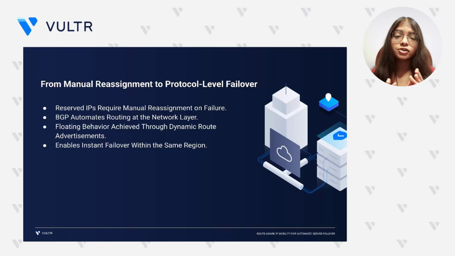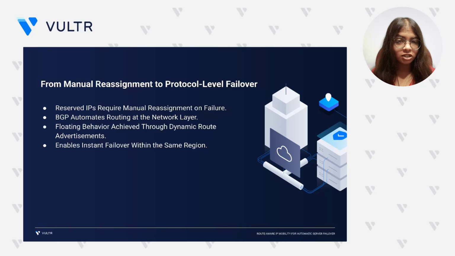Reserved IPs are a solid abstraction for detaching your application from any specific instance, but they still rely on manual reassignment during failure, which introduces downtime. With BGP in the mix, we move that decision making into the network layer. Each instance advertises itself as the destination for the reserved IP, and if one instance goes down, another can take over the route instantly. The IP continues to be reserved from Vultr's side, but it behaves as a floating IP because BGP tells Vultr Edge Router which instance is currently reachable.